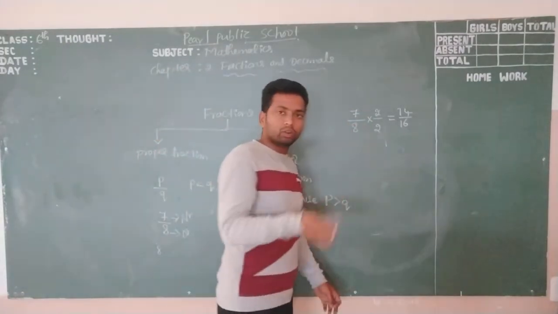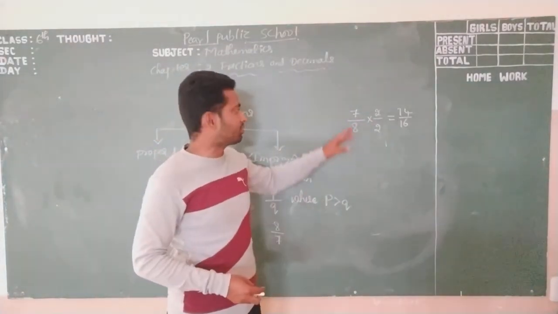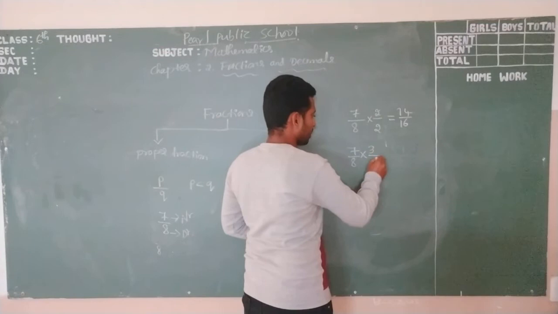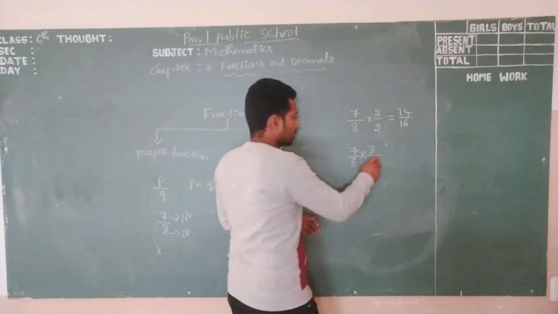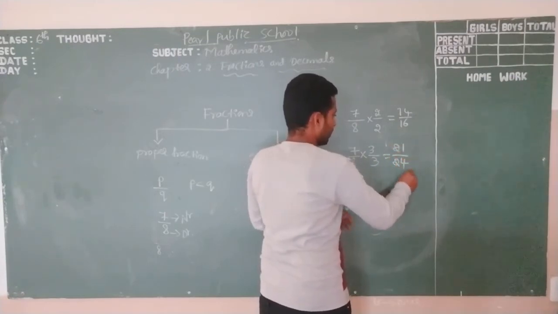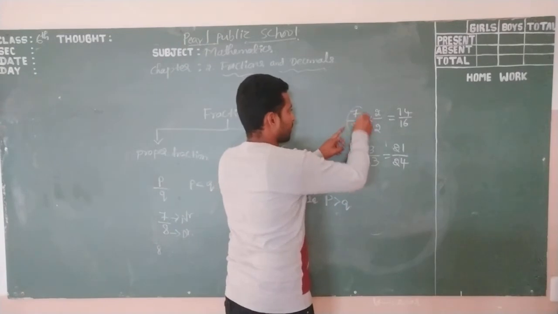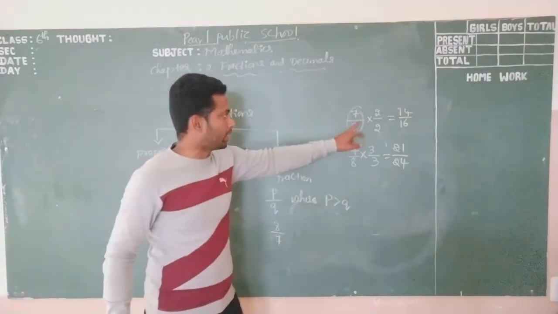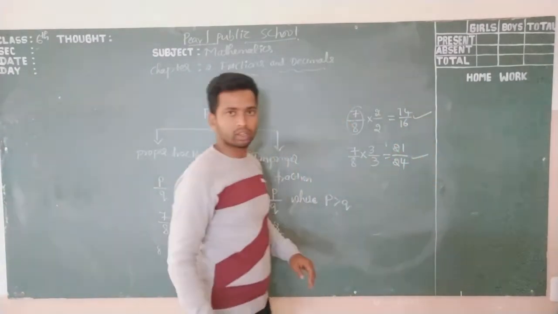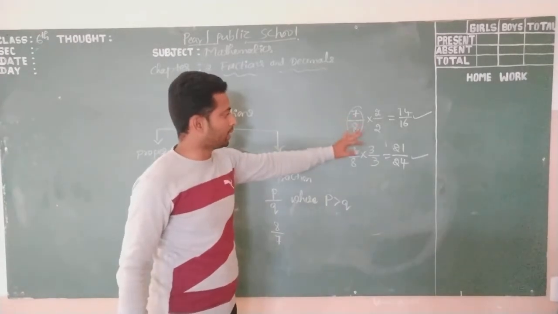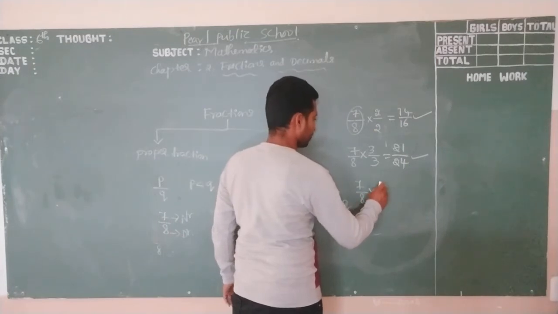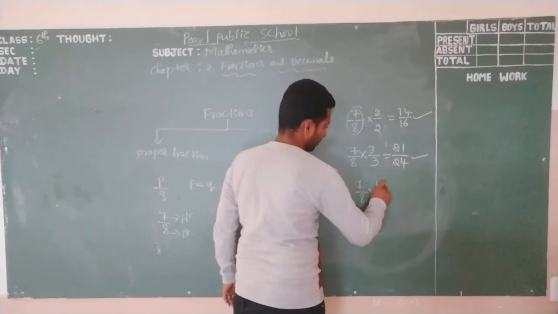If I want to determine another equivalent fraction of 7 by 8, you multiply 7 and 8 by another whole number. Here I have written 7 times 3 is 21, by 8 times 3 is 24. The equivalent fractions of 7 by 8 are 14 by 16 and 21 by 24. These are the equivalent fractions of 7 by 8.